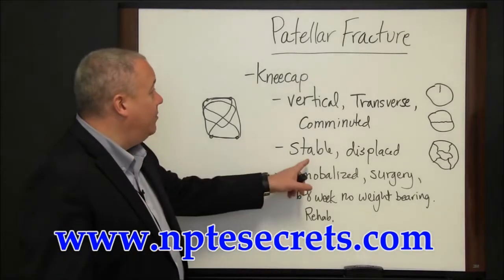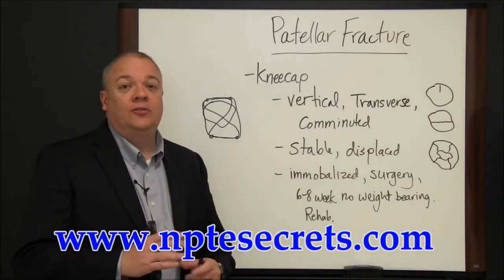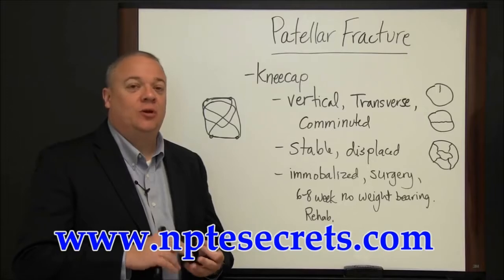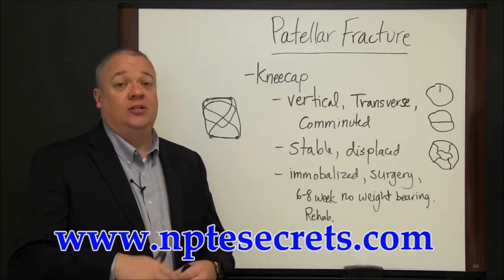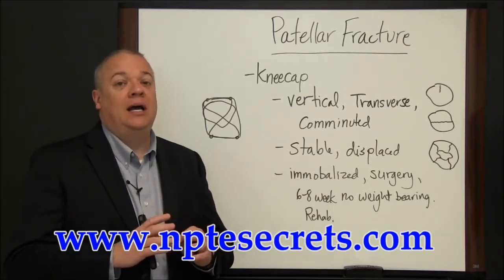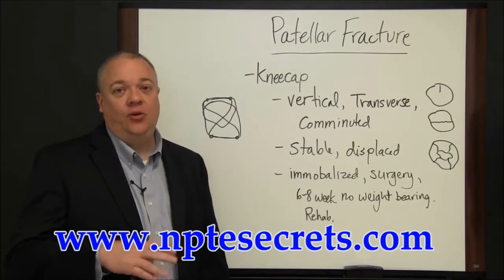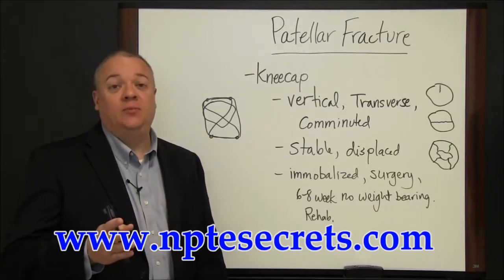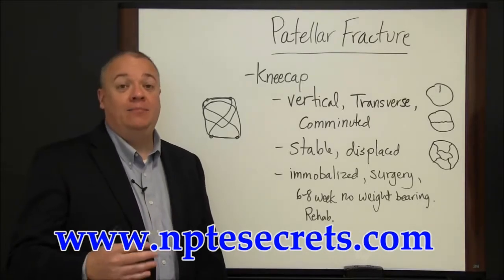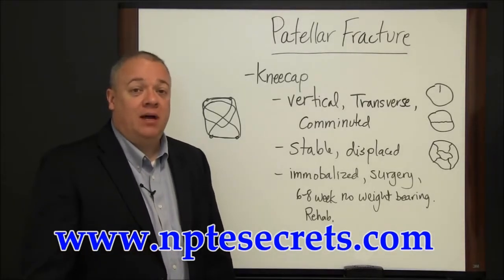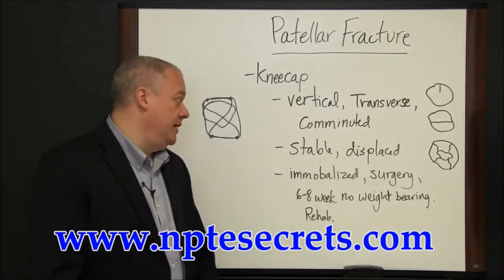With a stable patellar fracture, you usually just immobilize the joint through a cast or a splint, some sort of immobilizing knee joint that keeps any sort of flexion from happening at all. So the joint is completely immobilized and no weight can be placed on that knee or that joint for 6 to 8 weeks, basically allowing the fracture to heal. And then that's usually followed by rehab to re-strengthen the muscles and also to regain range of motion in the joint.